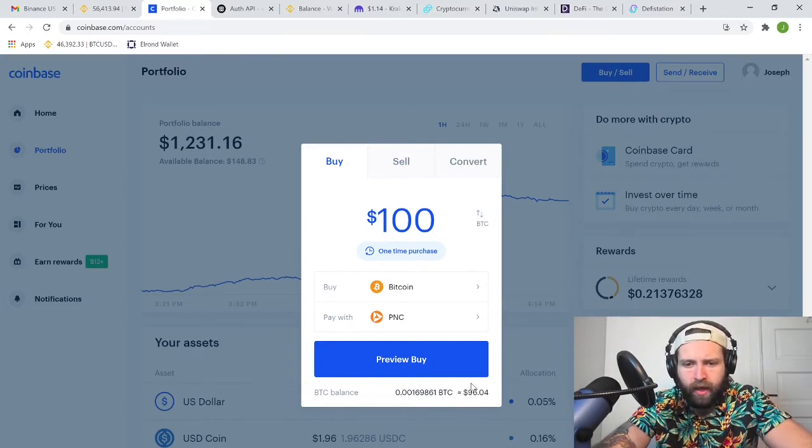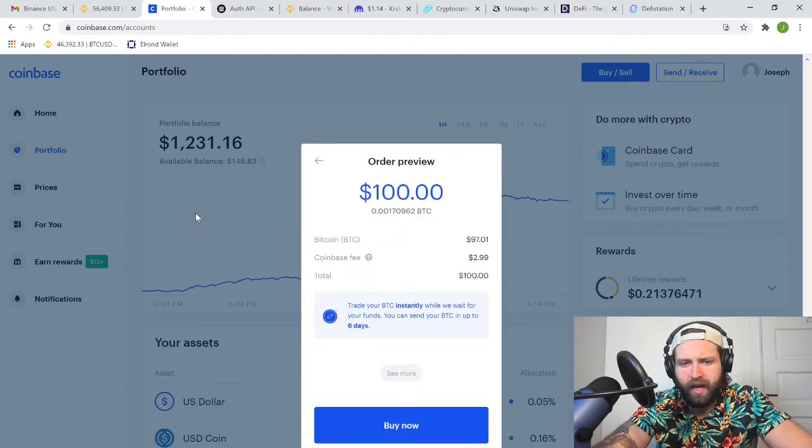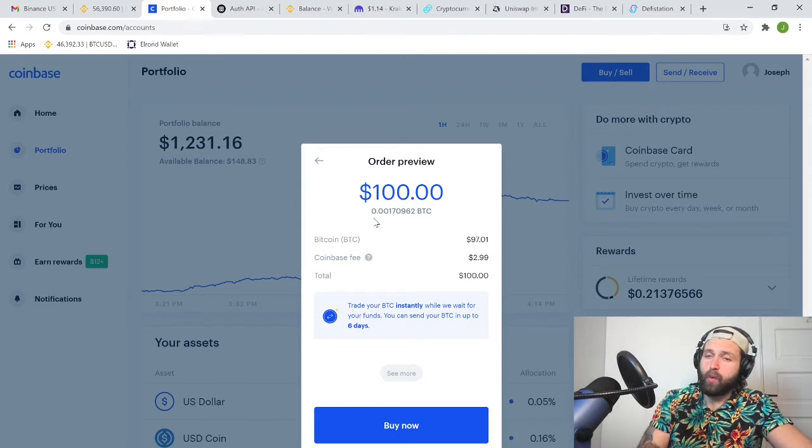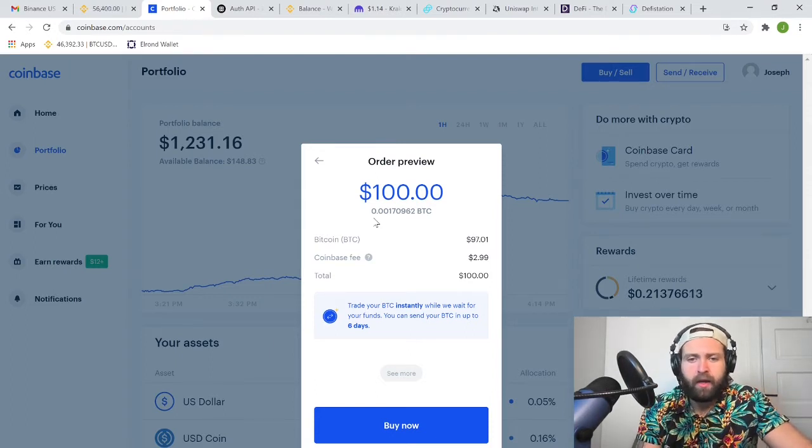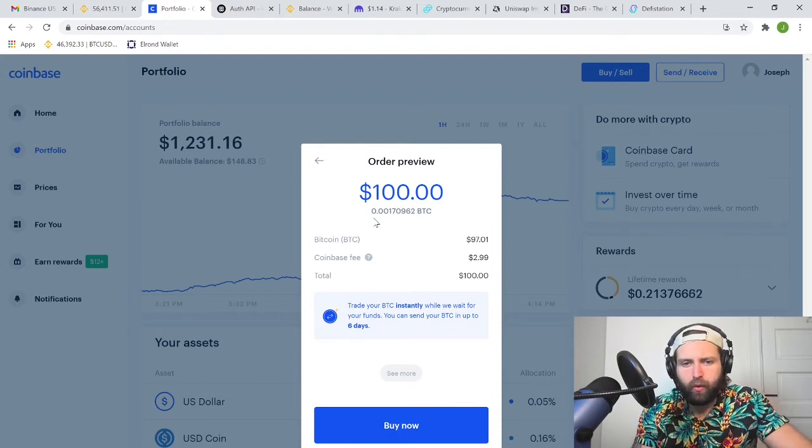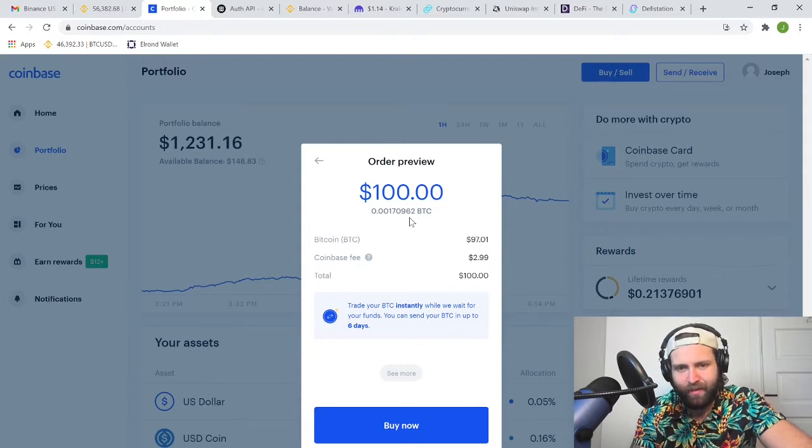And down below, it will give you your current balance in Coinbase of whatever coin you're going to purchase. Before anything is finalized, you can preview that buy, and it will tell you how much of a Bitcoin you're buying. If you watched our video breaking down what is Bitcoin, you'll know that every Bitcoin can break down to 100 million Satoshis, or 100 million parts. So in this case, $100 will give me 0.001706962 Bitcoin, or 170,962 Satoshis. And there's that $2.99 fee from Coinbase to do that transaction.